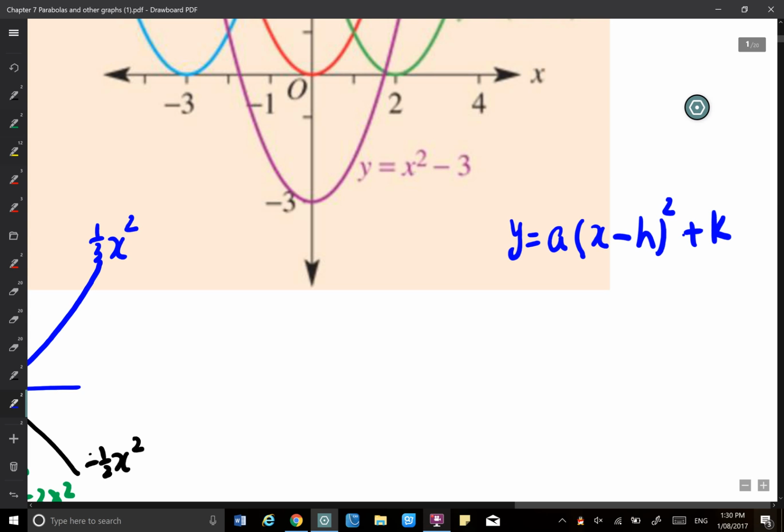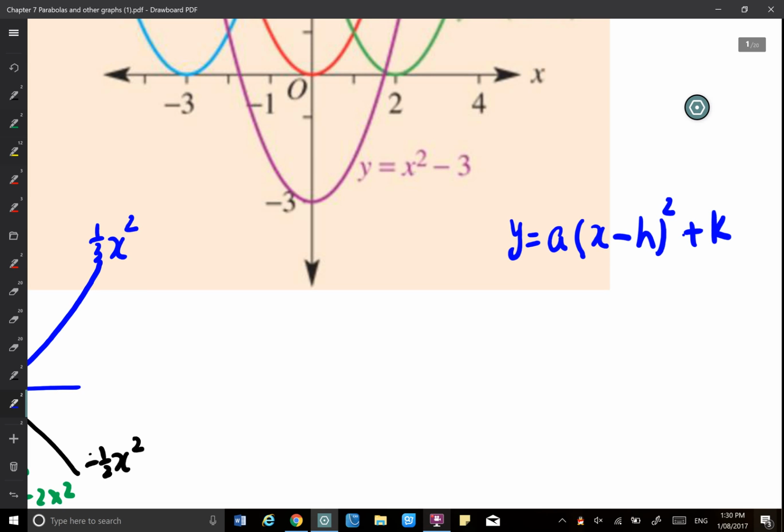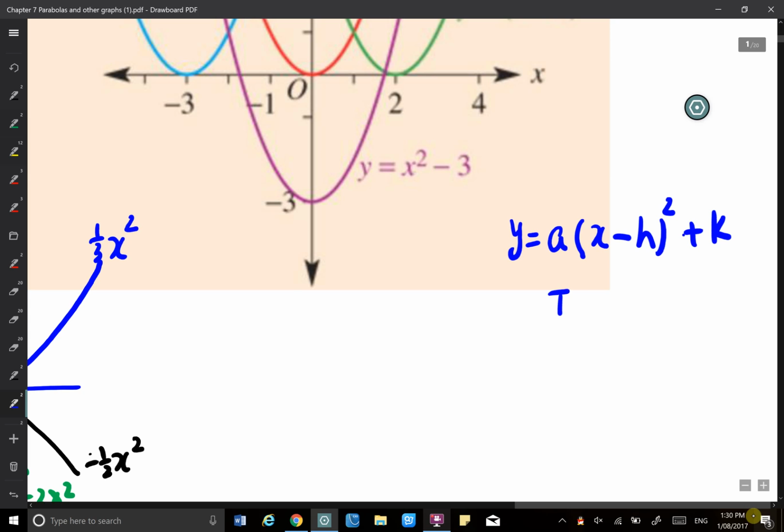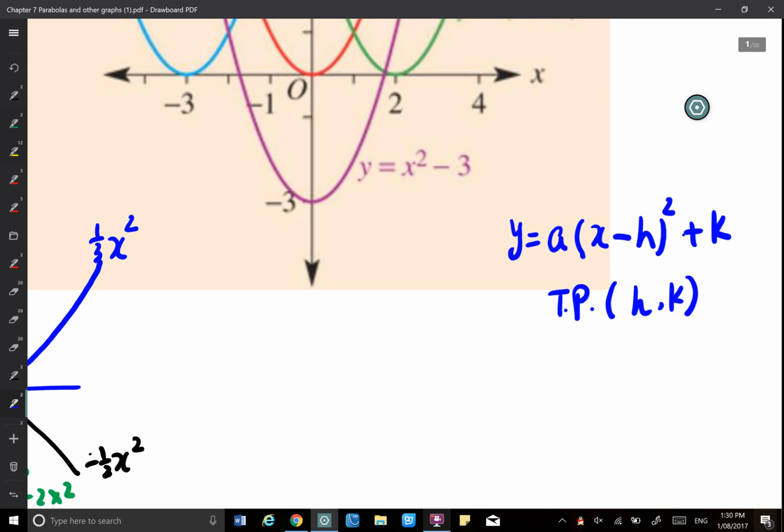It's the turning point form. It directly gives you the turning point. The turning point will be h comma k. Okay, h comma k. You may not have learned that before. That's fine. Just write that down. That will be the turning point form, and the turning point of the quadratic will be h comma k. It's directly giving you the turning point.